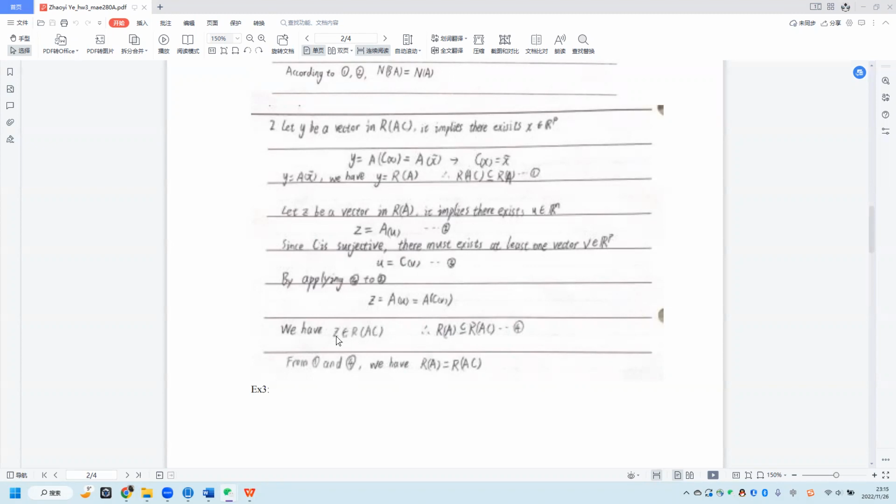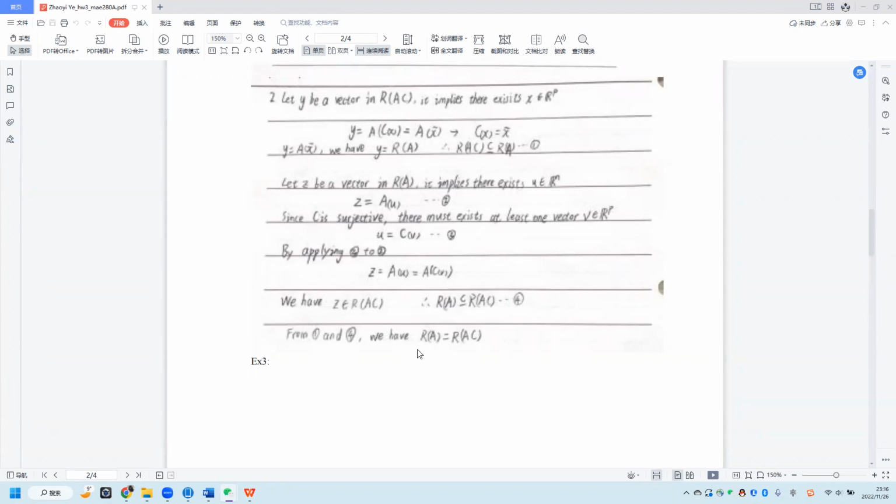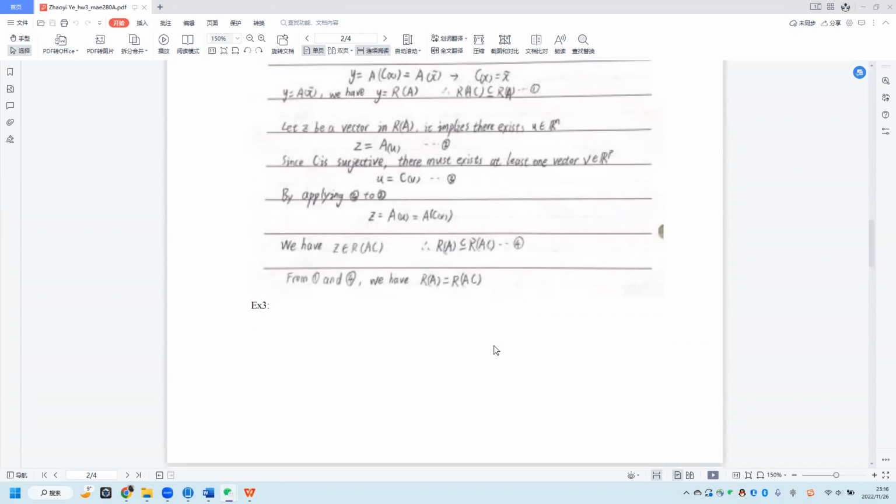Since z is also in the range of A, we can conclude that the range of AC contains the range of A. So by combining both these inclusions, we have that the range of A is equal to the range of AC.